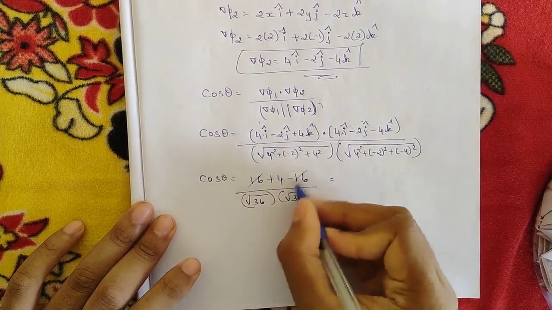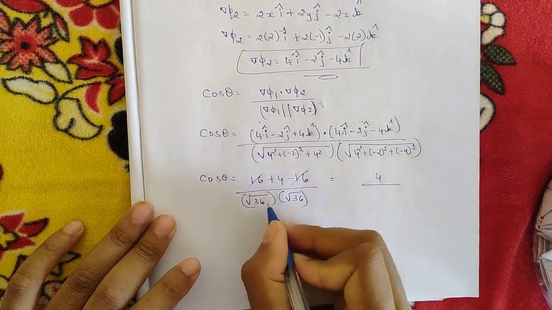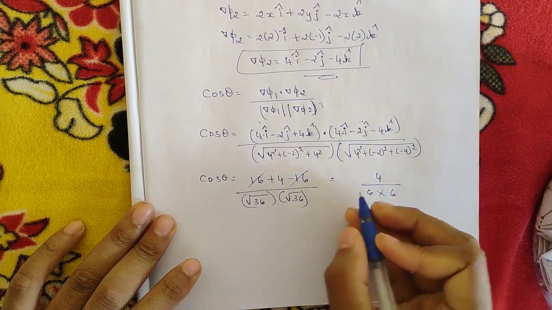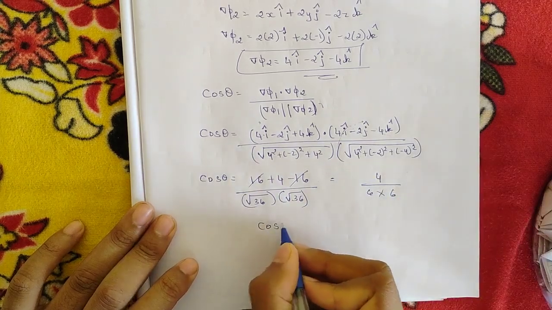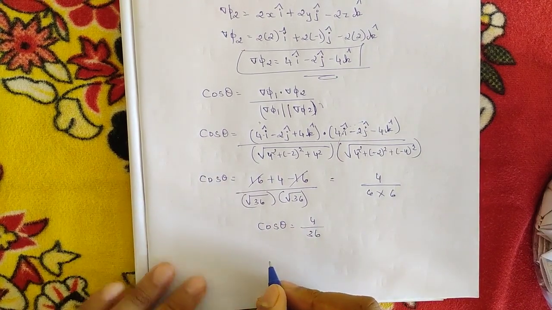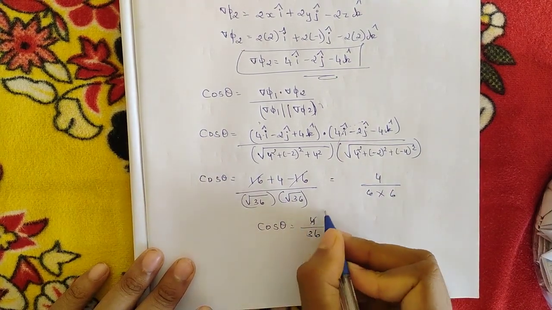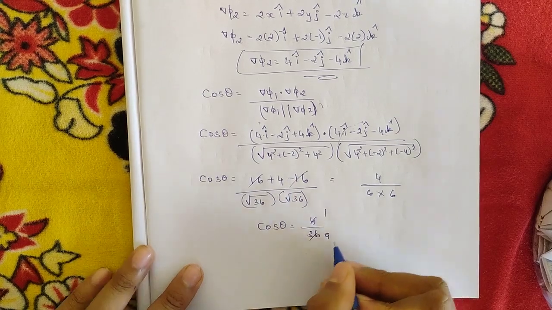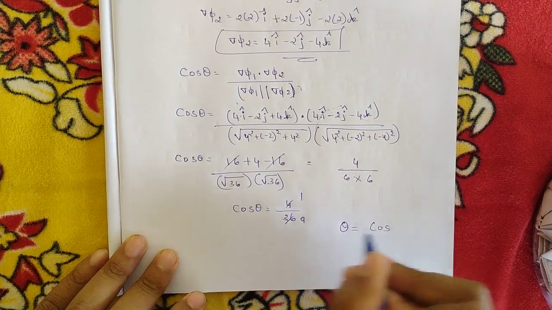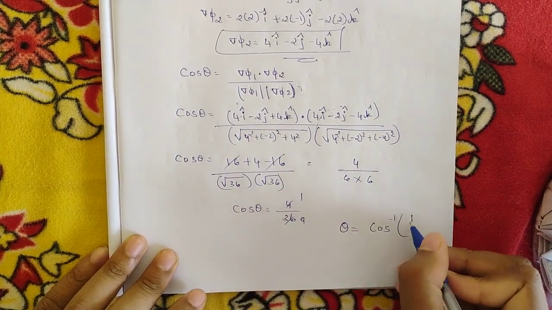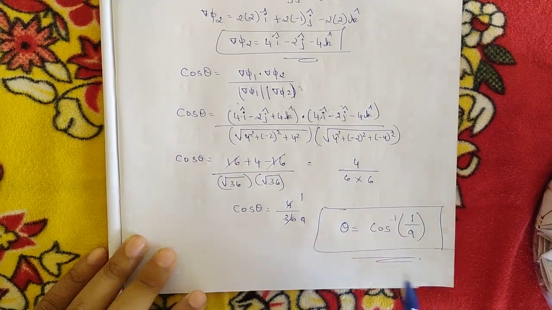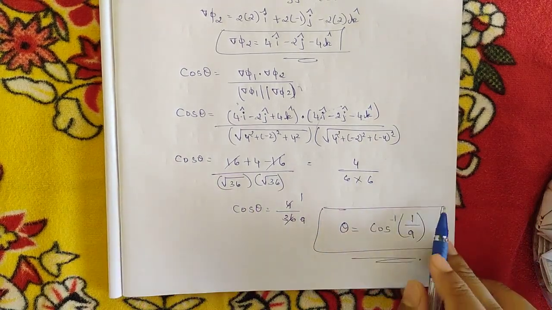So 16 gets cancelled, 4 divided by root 36 is 6 into 6. Okay, that is cos theta is equal to 4 by 36. So if we solve it, we would be getting 1 by 9. 4 ones are 4, 4 nines are 36. So what our answer is, final theta we needed, right? So theta is, bring cos to the other side, it would be cos inverse of 1 by 9. Okay, so this is the answer of theta, cos inverse of 1 by 9.